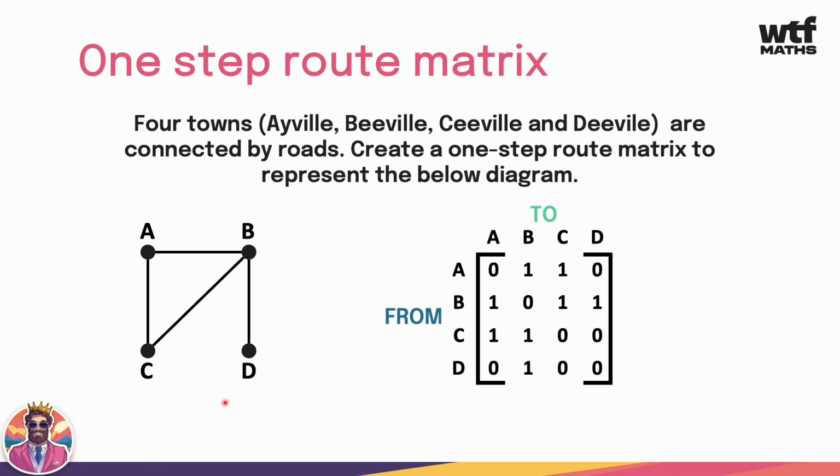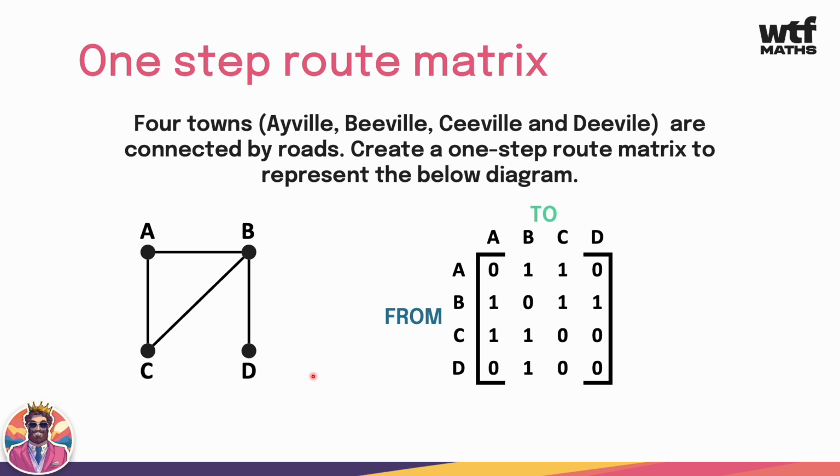And finally, D to A is not possible because I have to take 2 steps. D to B is all good. D to C, can't get there. I need 2 steps. And D to D is not possible. So don't overthink it. A route matrix is just showing possible connections from a place to a place, okay?